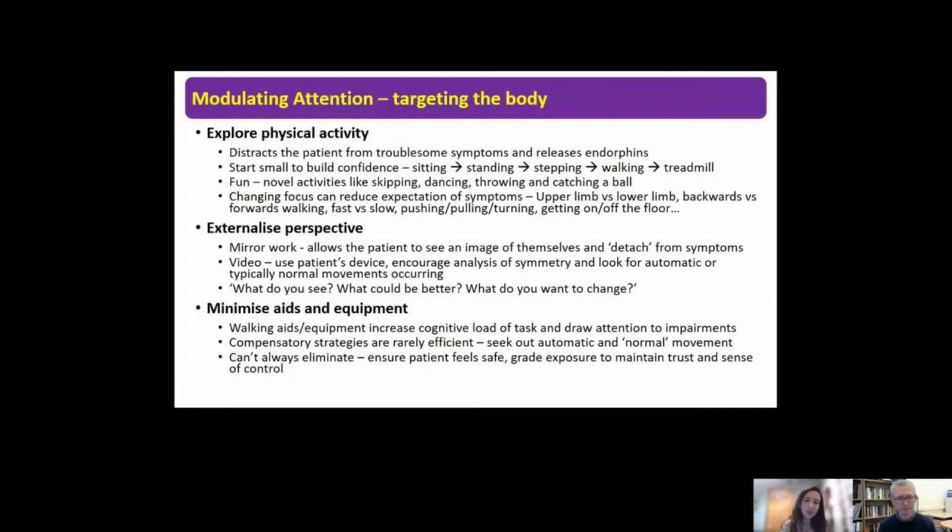Minimising aids and equipment, so again I've talked about it a little bit already, but any kind of aid or equipment increases cognitive load. It increases the work we're asking our patients to do, and it increases attention on that part of the body. It's also generally accepted that if you're using any kind of aid or piece of equipment, it's going to be a compensatory strategy, and it's rarely efficient, it's rarely automatic. You can't always eliminate them, so make sure that your patient feels safe, and grade any exposure to removal so it doesn't set them backwards.